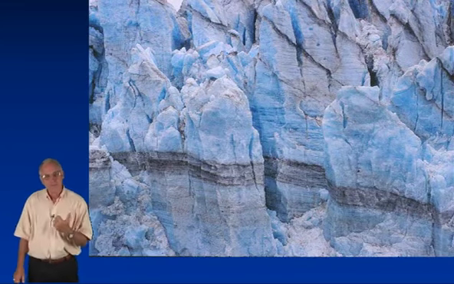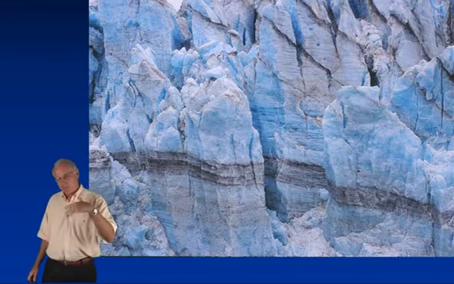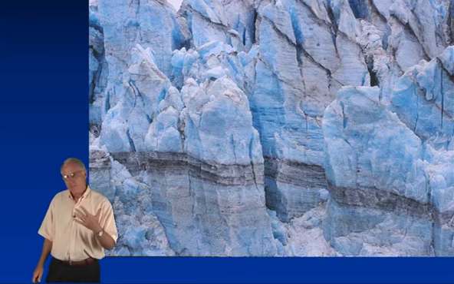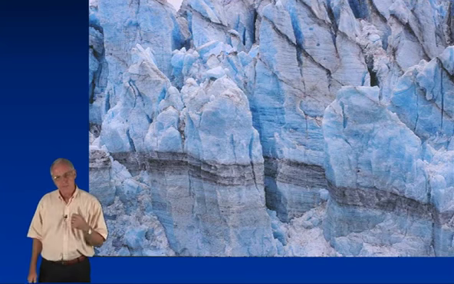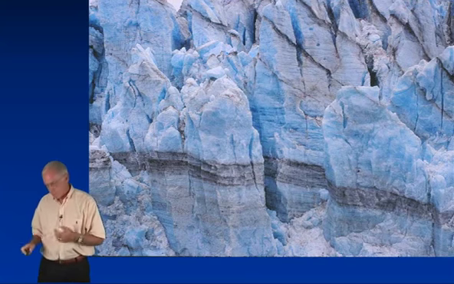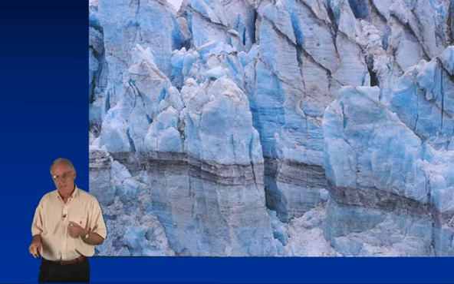Here's a close-up of some seracs. You see some dirty ice exposed and some blue ice, indicating the banded nature of ice. And these seracs in this glacier, in Glacier National Park, then can tumble into the water during the calving process.